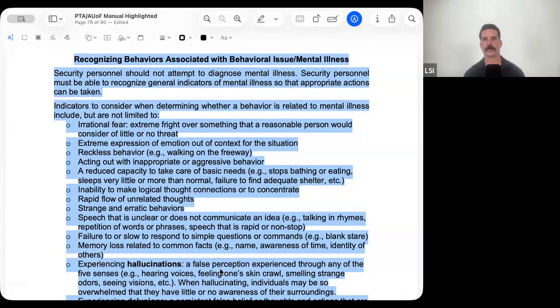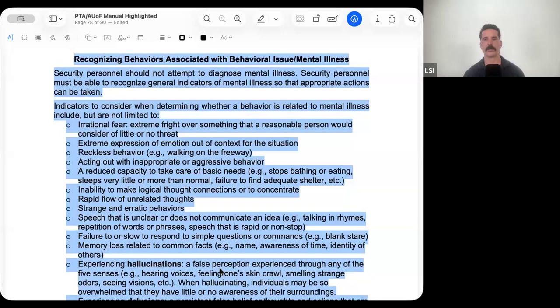fear, extreme fright over something that a reasonable person would consider of little or no threat. Extreme expression of emotion out of context for the situation. Reckless behavior, walking on the freeway. Acting out with inappropriate or aggressive behavior. A reduced capacity to take care of basic needs, e.g., stops bathing or eating. Sleeps very little or more than normal, failure to find adequate shelter, etc.